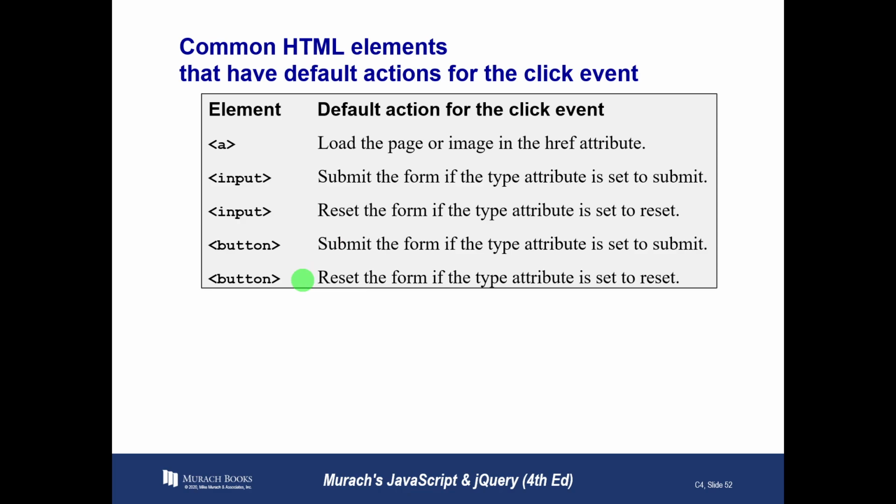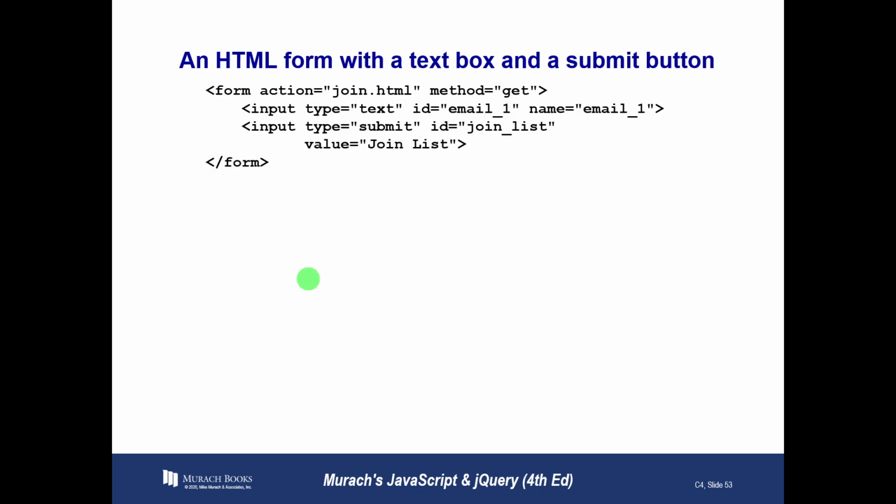All right, but there are times we don't want that to happen. If somebody clicks the submit button and maybe they haven't got the form filled out right, we want to stop that action of submitting the form. We want to stop it from happening so we can tell them to correct their errors first. So let's take a look at an example here.